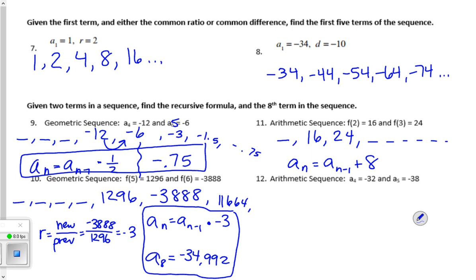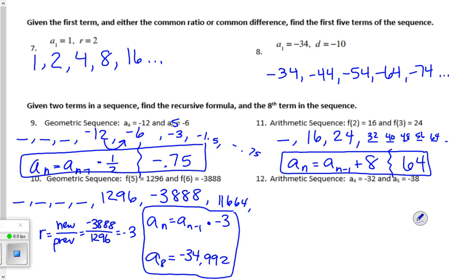So in order to get to the 8th term, I just start adding 8s until I get to my answer. So 32, 40, 48, 56, 1, 2, 3, 4, 5, 6, 7. One more plus 8 would be 64. Okay? So those would be 2 answers there.